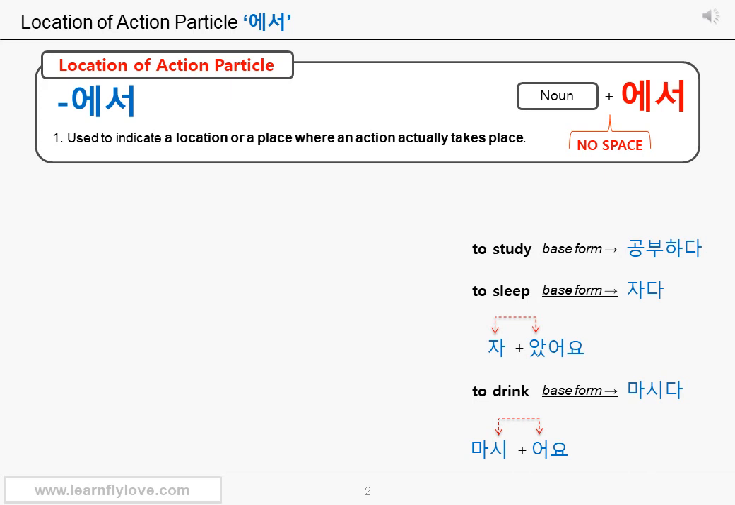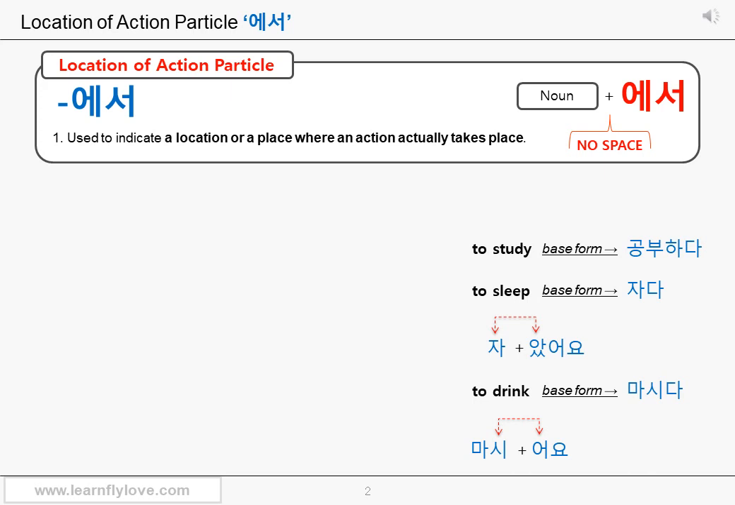This particle is used to indicate the location or the place where the action actually takes place. In other words, you use this particle 에서 instead of the preposition in or at when you say something like I did something in or at somewhere.